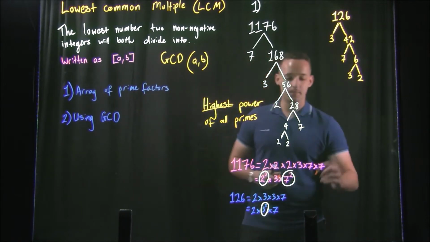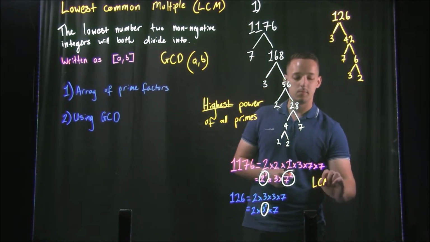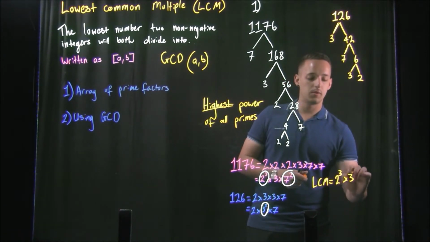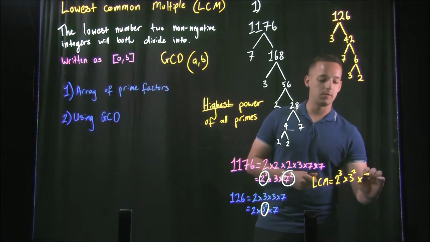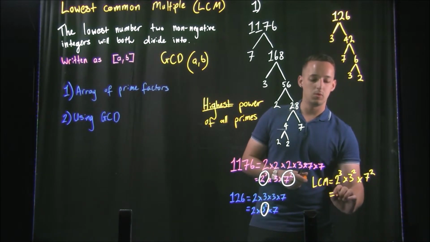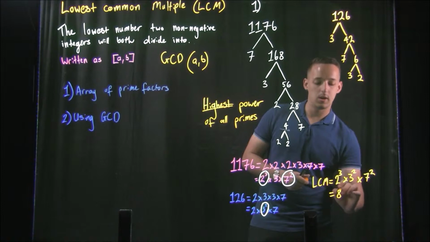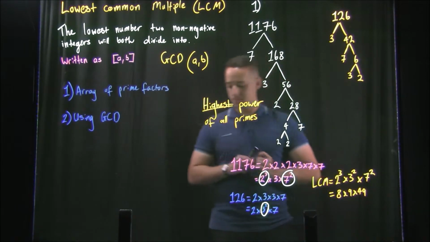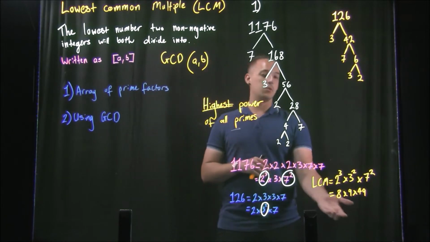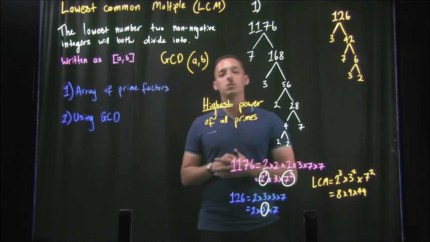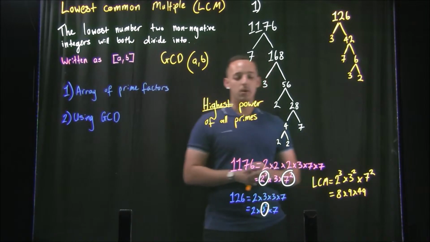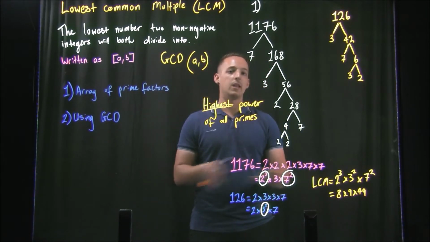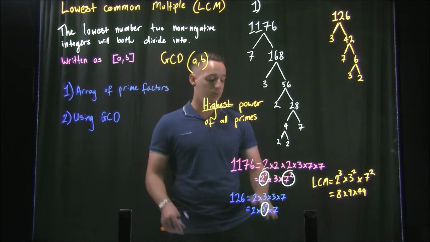My LCM is then 2 cubed times 3 squared times 7 squared, or 8 times 9 times 49. And you'll then have the answer to that. And that's how you use an array to solve for LCM. The important thing to note is that you look for the highest power of any prime factor. It doesn't have to be common, just any prime factor.